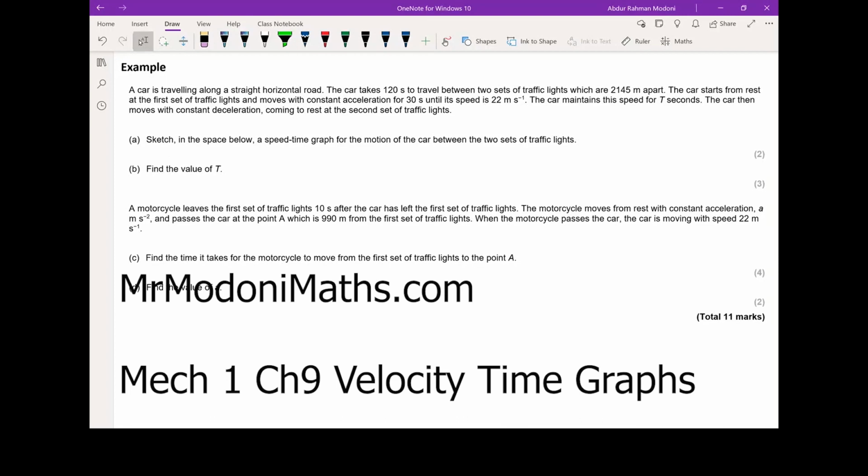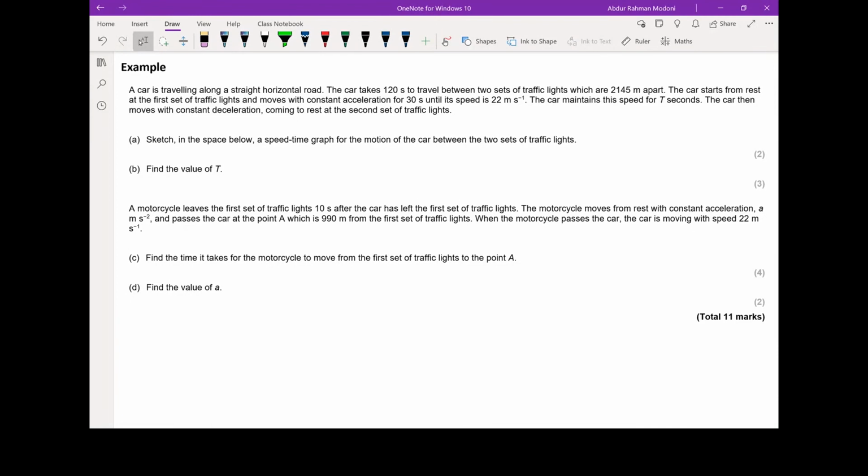In this example, we'll be looking at how to use velocity time graphs in solving problems involving constant acceleration. So the question reads: a car is traveling along a straight horizontal road. The car takes 120 seconds to travel between two sets of traffic lights, which are 2,145 meters apart.